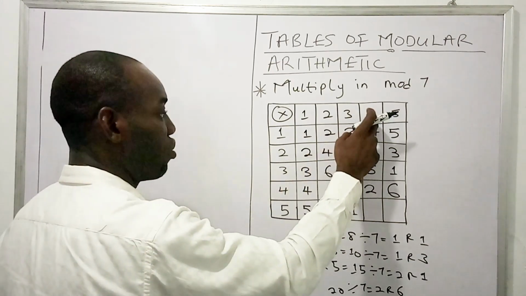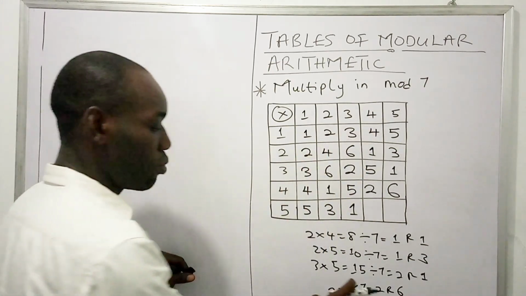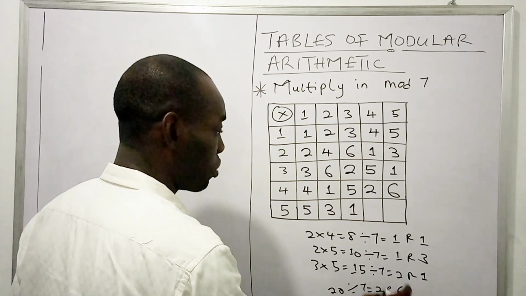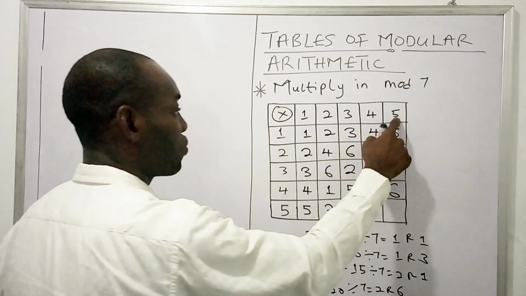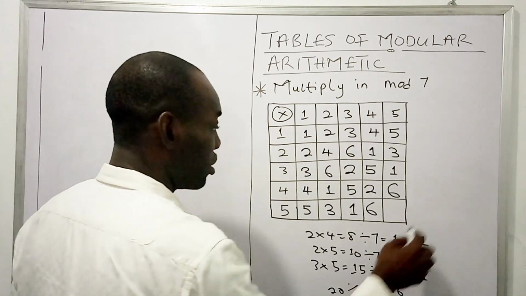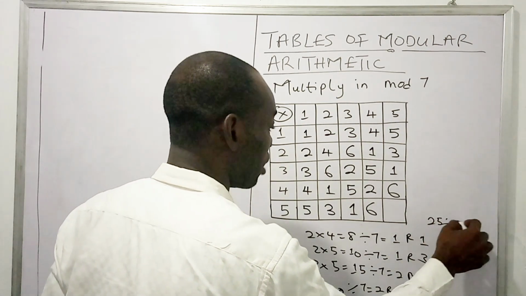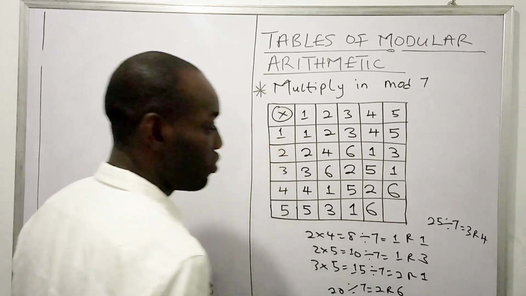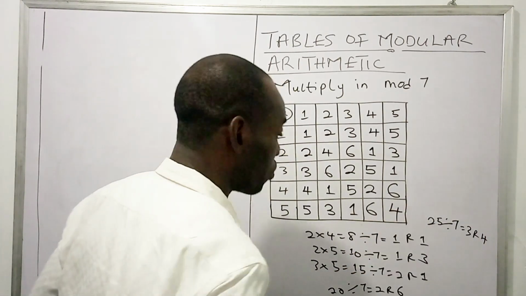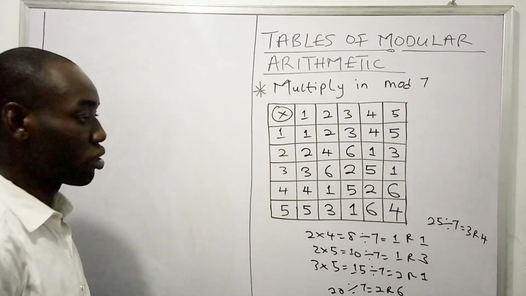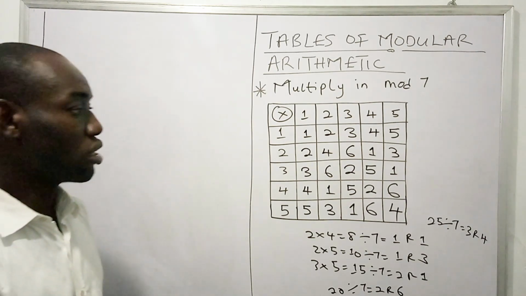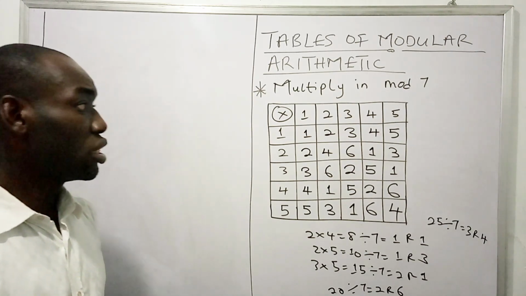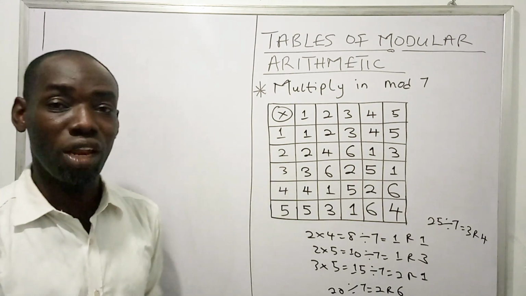5 times 4, that's 20. We divide the 20 by 7 again. That will give us 2 with a remainder of 6. Then 5 times 5, that will give us 25. Then we divide the 25 also by 7, and that will give us 3 with a remainder of 4. So the remainder is what we'll put down here in the box. So that's how we carry out some of the basic operations in modular arithmetic in a tabular form.